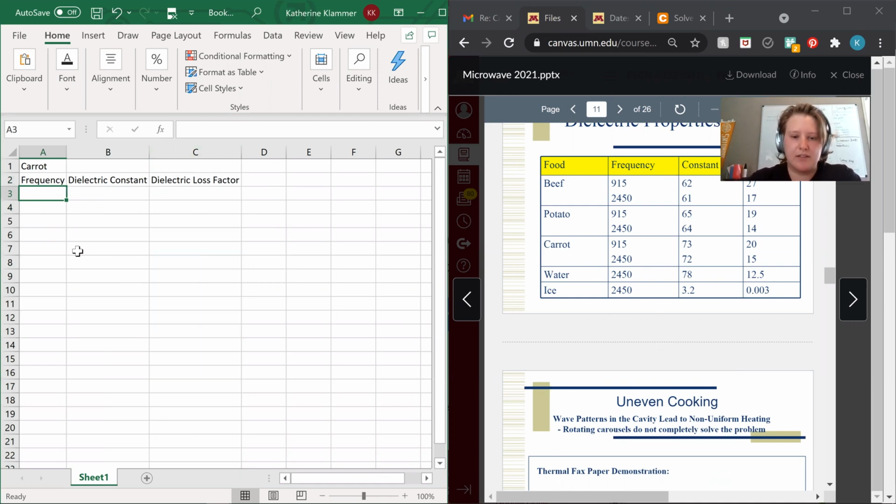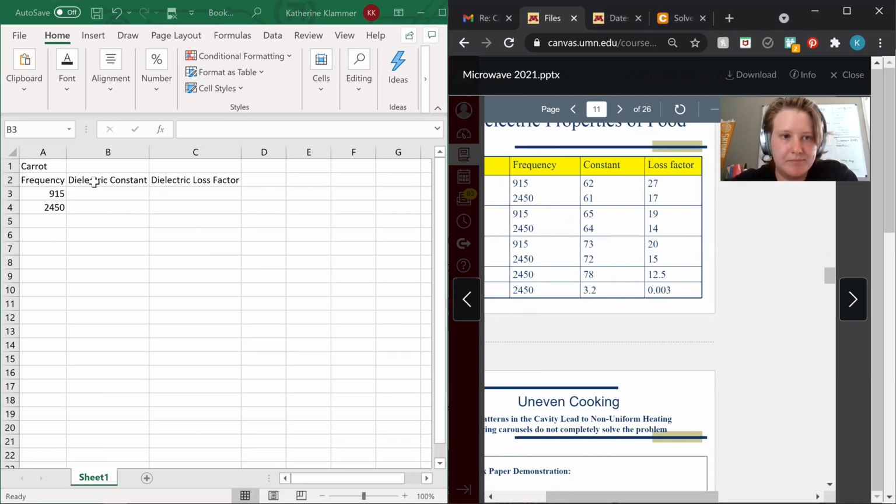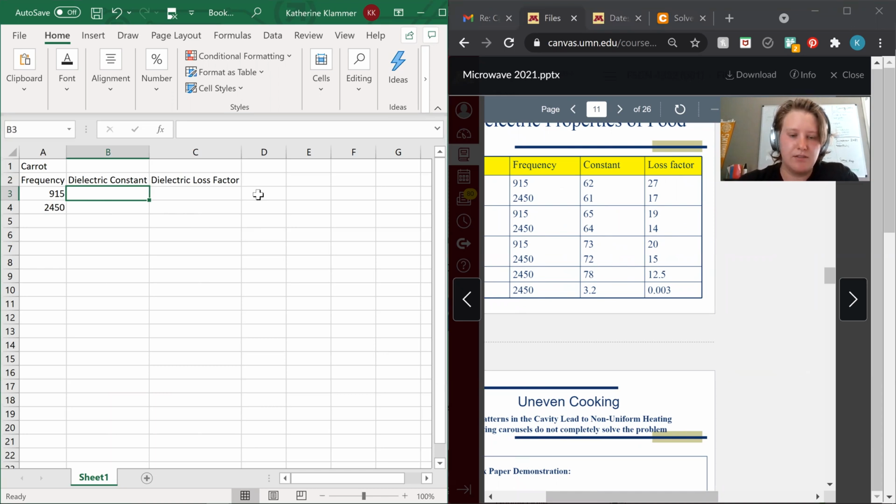So for this carrot at a frequency of 915 and 2450, the constants are 73 and 72 for the different frequencies. And the dielectric loss factor is 20 and 15 for the two different frequencies. So it depends on the frequency as well. If your microwave is running at 915 megahertz, your dielectric constant and dielectric loss factor are going to be different.